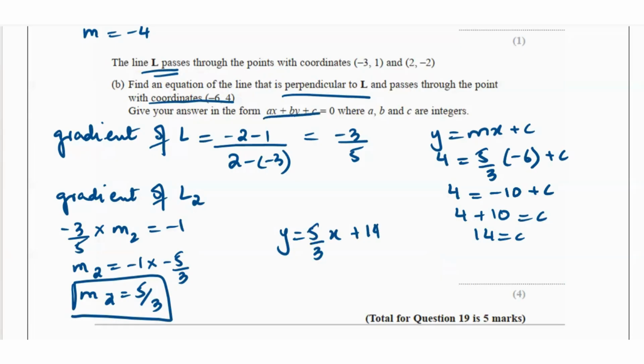We want the equation in this form, so we multiply all of the terms by 3. So 3y equals 5x plus 42. And 3y minus 5x minus 42 equals 0 is our final answer.